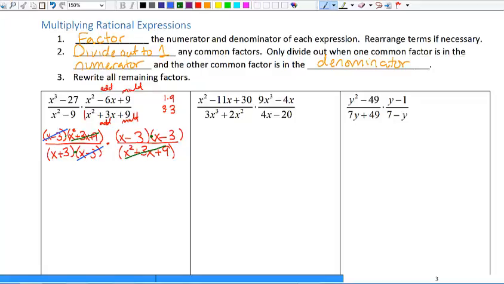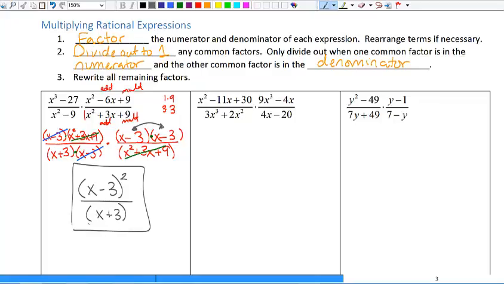And then some students might ask me about this. Can these two divide out? Is that a yes or a no? Well, the answer here is no, and the reason is because they're on the same level. If we had one x minus 3 in the top and the other one was in the bottom, then that would work. But since they're both in the top, you have to keep both of them. You could write them both out, or instead, just put a little squared symbol. On the denominator, what else do you have left? x plus 3. So this is my final answer.